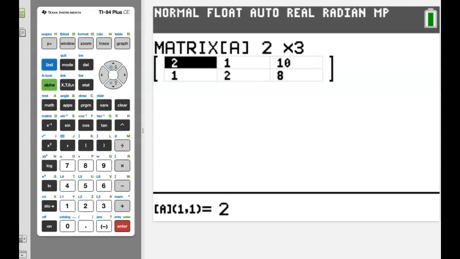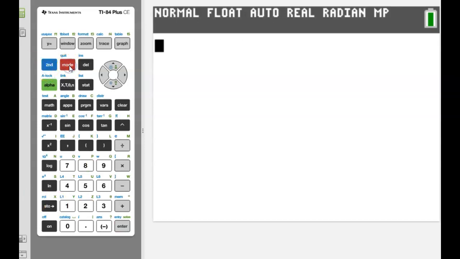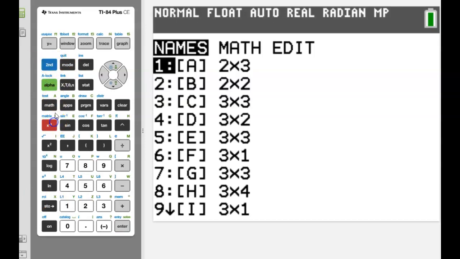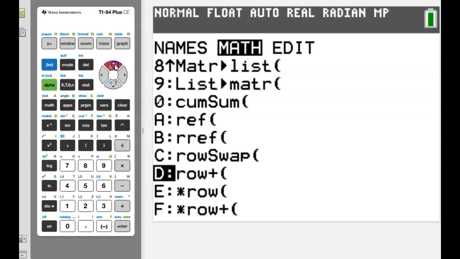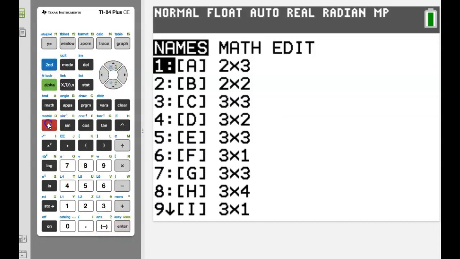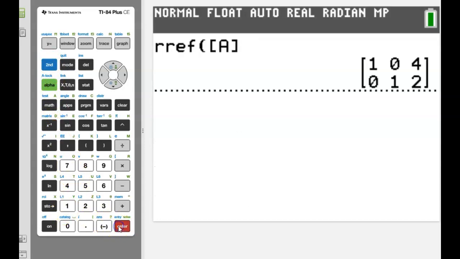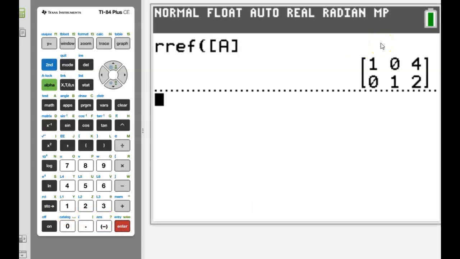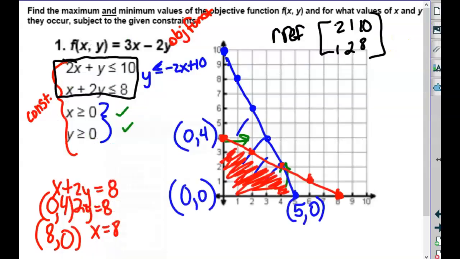Okay, this is just a good review of what we've been doing. Go back to the home screen, go back to matrix and over to math, RREF, because we put it all in one matrix. We didn't put it in as 2, in which case we could use inverse. I got 1, 0, 4, 0, 1, 2. Everybody good?